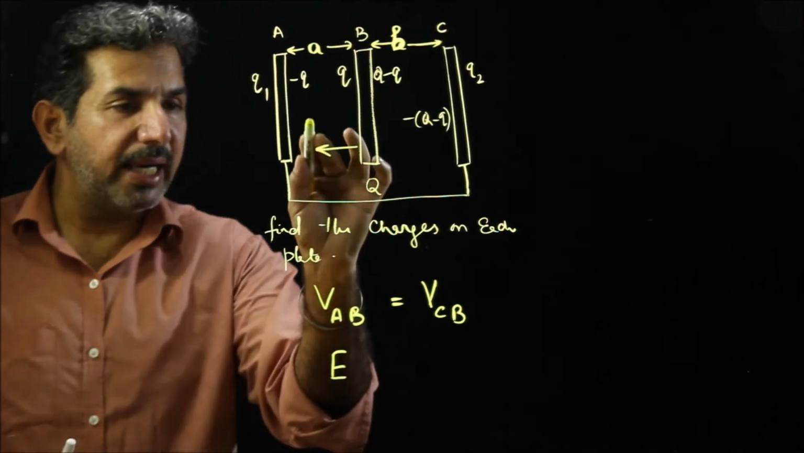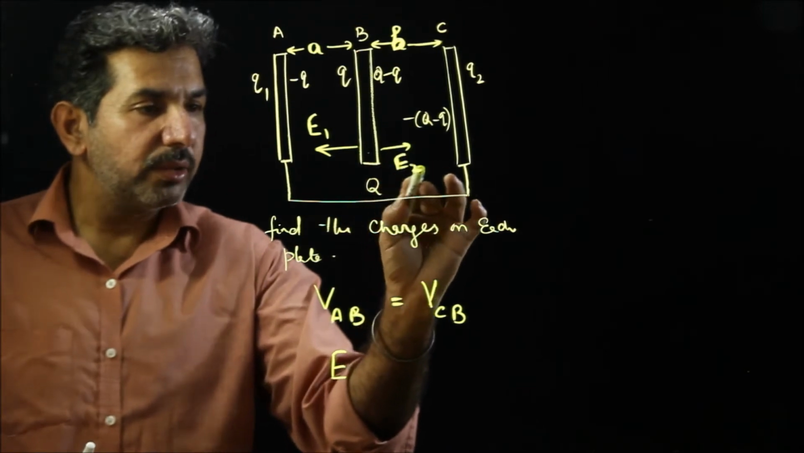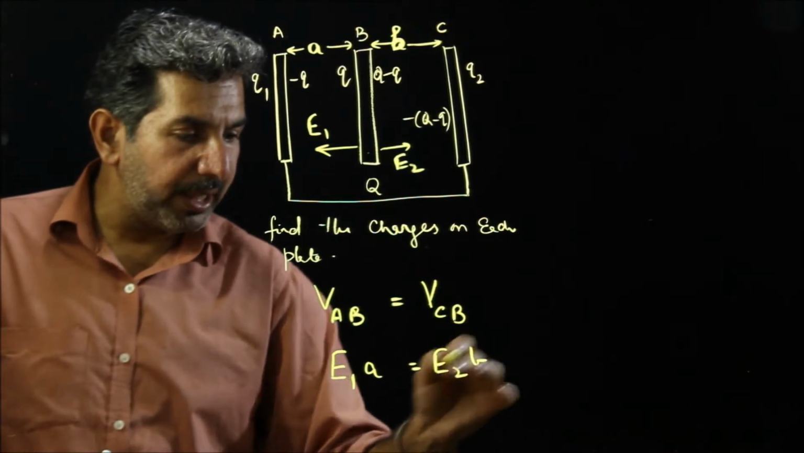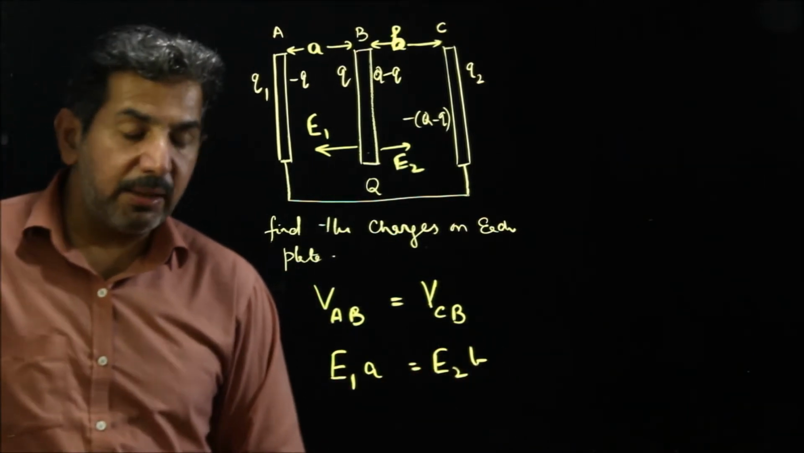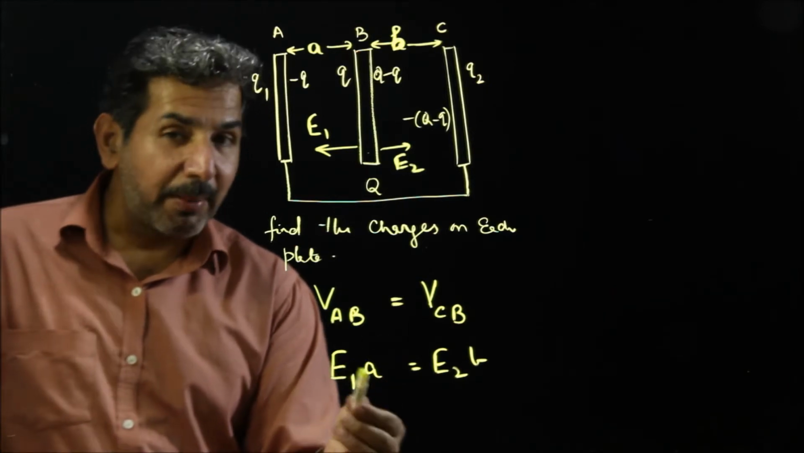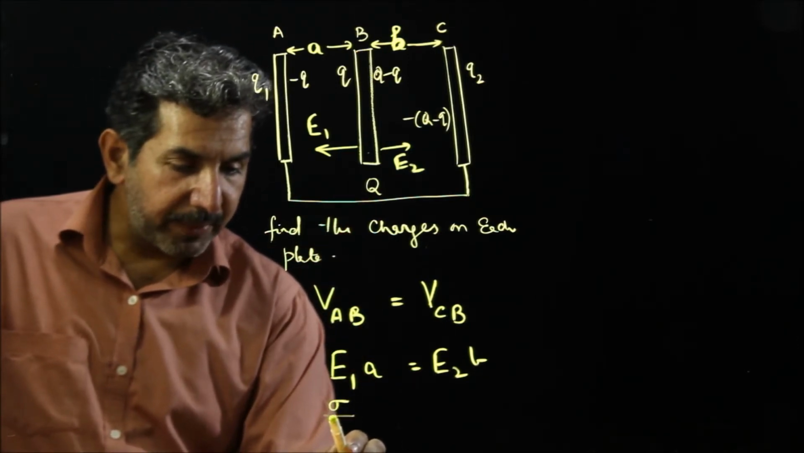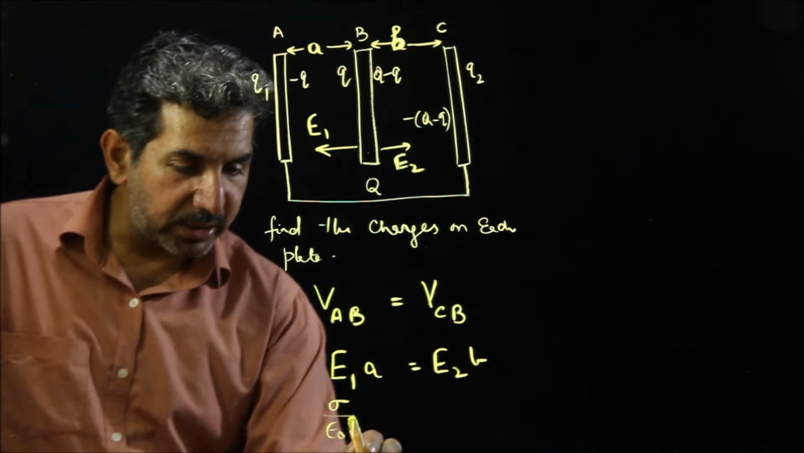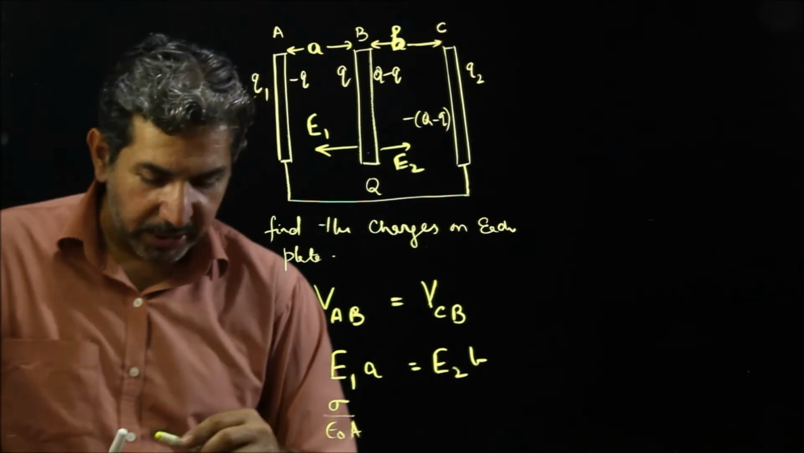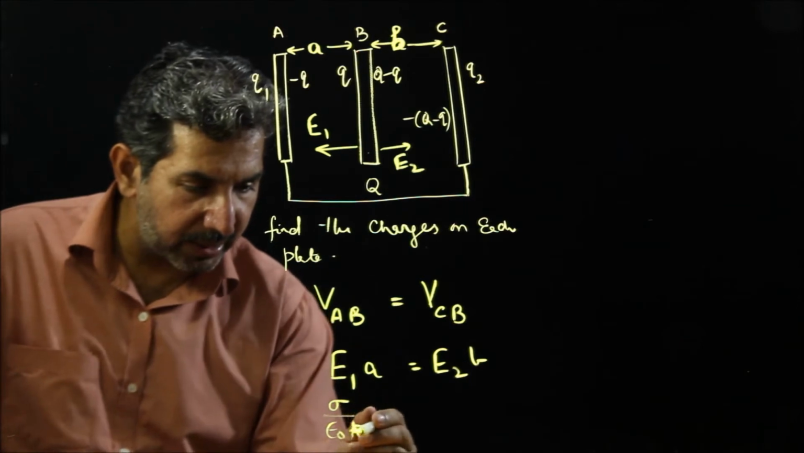Say on this side I am saying the electric field is E1 and on this side it is E2. So it is E1 into A and this is E2 into B. And what is, by the way, E1? E1 will be equal to sigma by epsilon naught between the two plates. So I am going to say it's sigma by epsilon naught, not into cross-sectional area A. This is wrong. I am not going to consider it here. Don't write it.